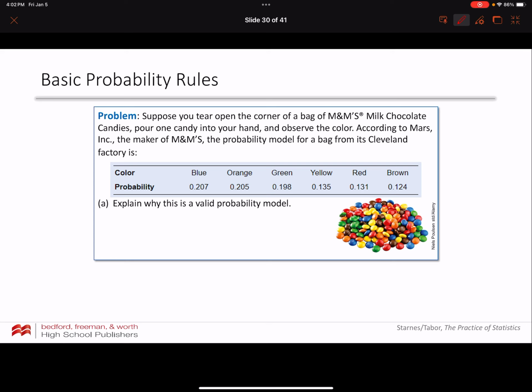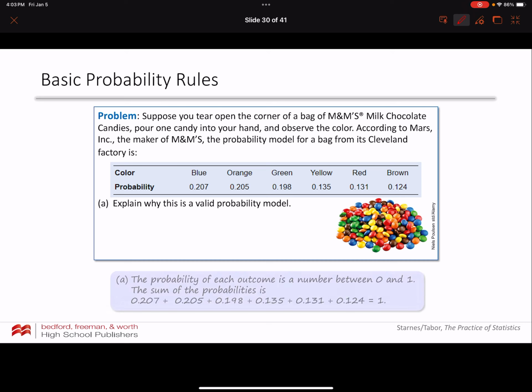Explain why it is a valid probability model. Well, I kind of just did that. This is all possible colors, each of their probabilities, and it's valid because each of these individual probabilities has to be a number between 0 and 1, and they are. And when I add them up, I get exactly 1. And you can use your calculator to double check. But if you get 0.99999, it's a no. It's not a valid probability model. If you get 1.000001, again, it's not a valid probability model. You have to get exactly 1.